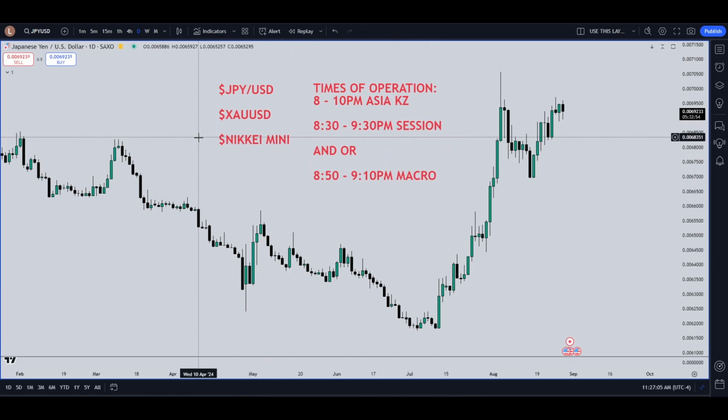And lastly, you also have the Nikkei Mini. Now, this is the stock index from Japan. This is the main one. It's the most liquid one. If you guys want to trade that for futures, I don't know if they have this for any other type of asset class out there, but specifically for futures, the Nikkei Mini on the Osaka Stock Exchange, you guys can utilize that. But mainly, like I said, those hours of operation are mainly from that 8:30 to 9:30 session, and then we can also utilize the macro.